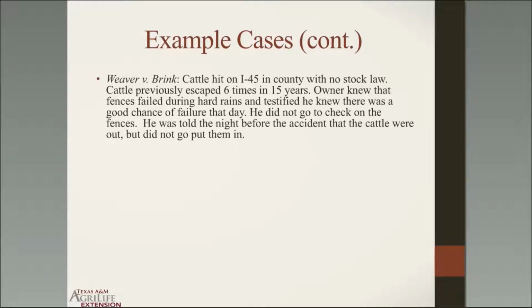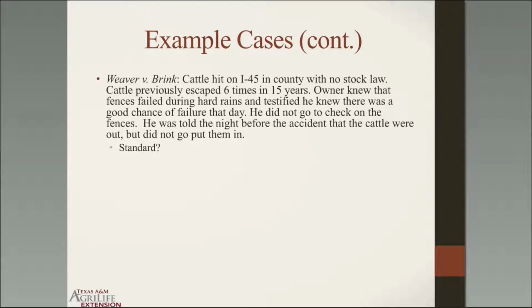The owner knew that the fences failed during hard rains and testified that he knew there was a good chance of failure that day. He did not go check on the fences. He was told the night before the accident that the cattle were out, but he did not go put them in. All right, so again, what's our standard?